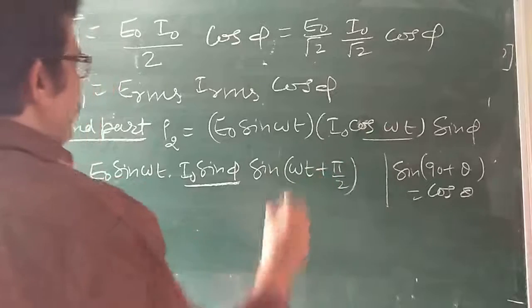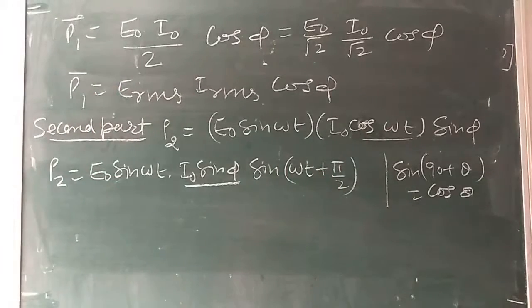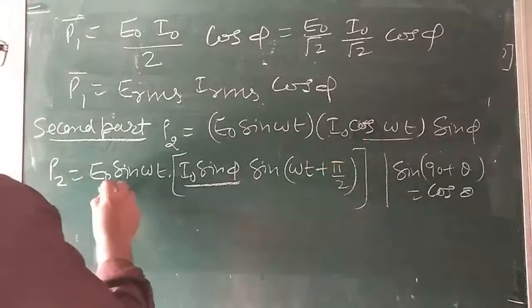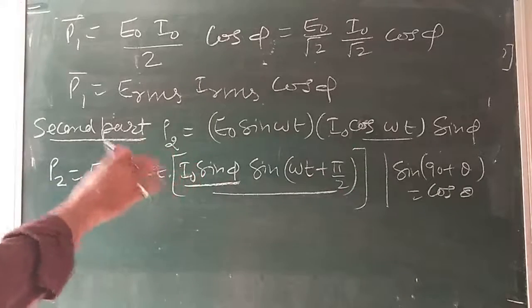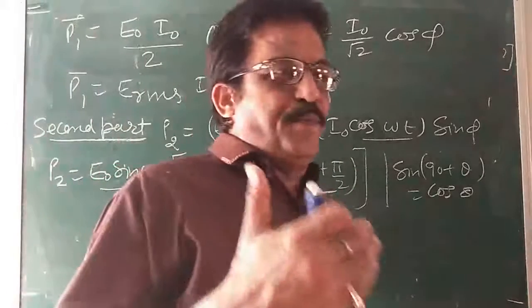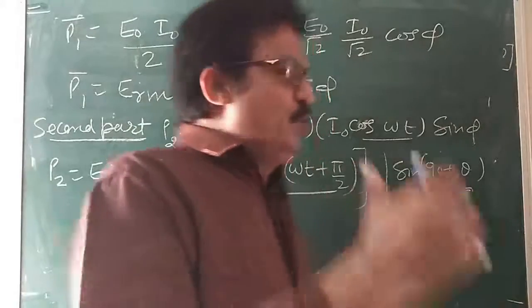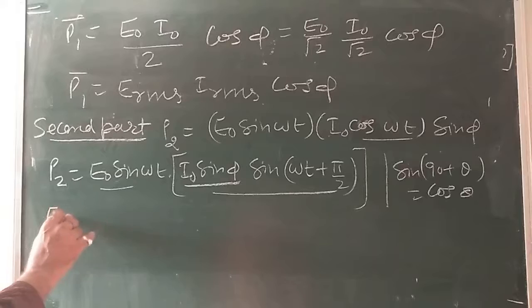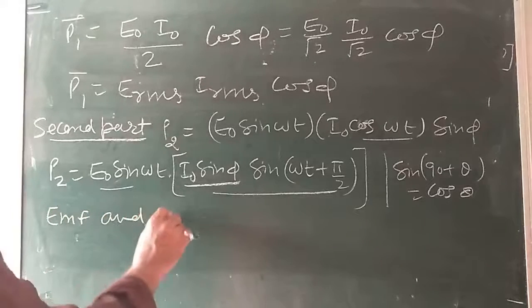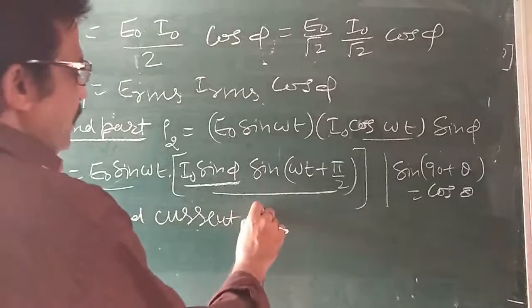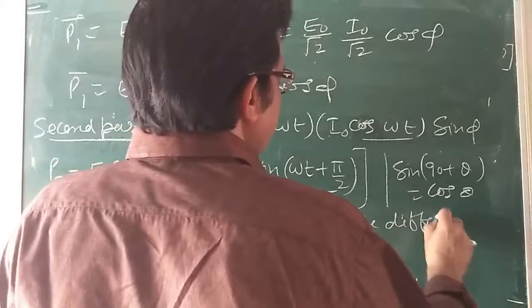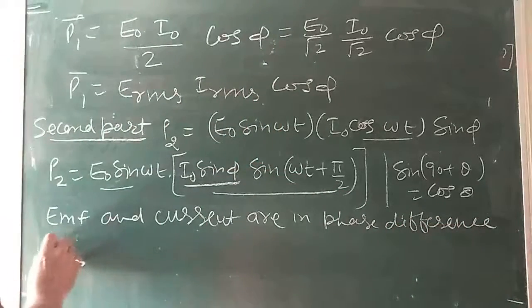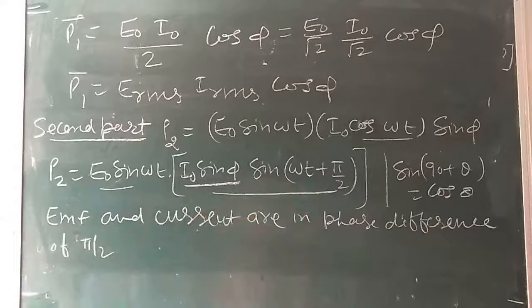Here in place of this I have written this. So what you are getting here? Here it is the EMF and here it is the current. So in this part of the power, EMF and current are in the phase difference of pi by 2. We can see easily here. Is it clear?